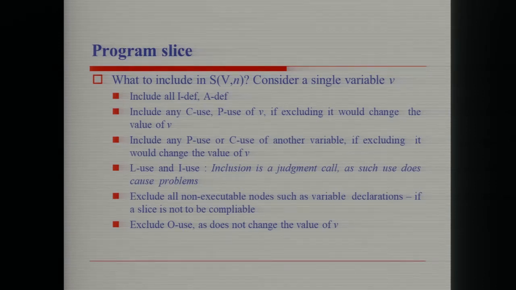Non-executable nodes such as the declaration of the variables, you need to exclude from the slice. Also exclude the O use, that is output use; the output statements can be excluded. So what you need to exclude? The O use and non-executable statements like declarations, etc. L use and I use are actually judgmental. The tester can decide whether to include or not.